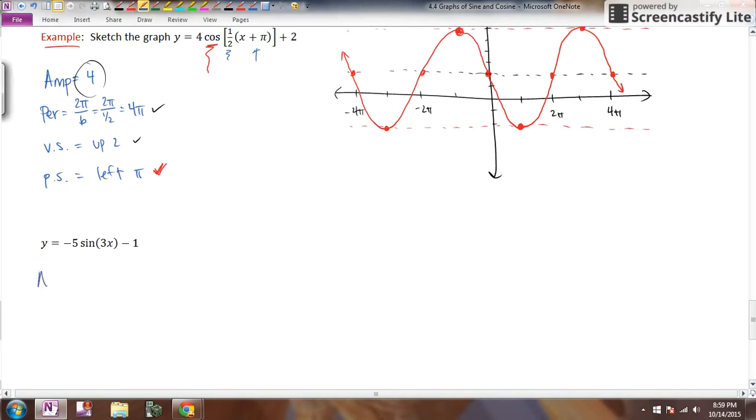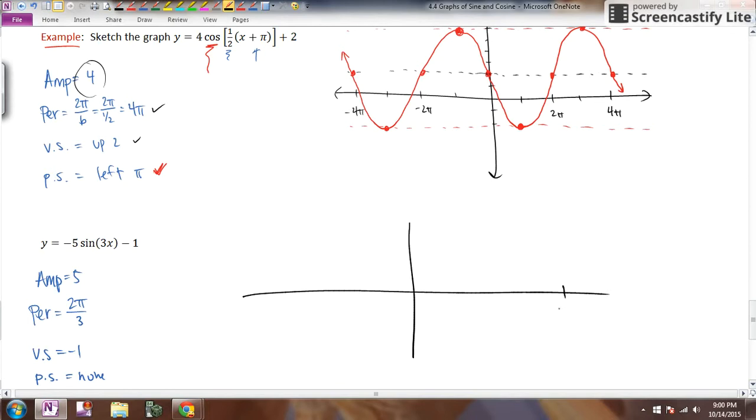So here we go. We got the amplitude, which we know is 5, because when you tell me the amplitude, you tell me it's a positive number. You tell me the period, which is 2 pi over the multiplier. So in this case, 2 pi over 3. That's our period. Ooh, that's going to be scary. We got a vertical shift of -1, and we have a phase shift of nothing. There is no phase shift. That's nice. So now I'm going to come out here, get my graph paper.